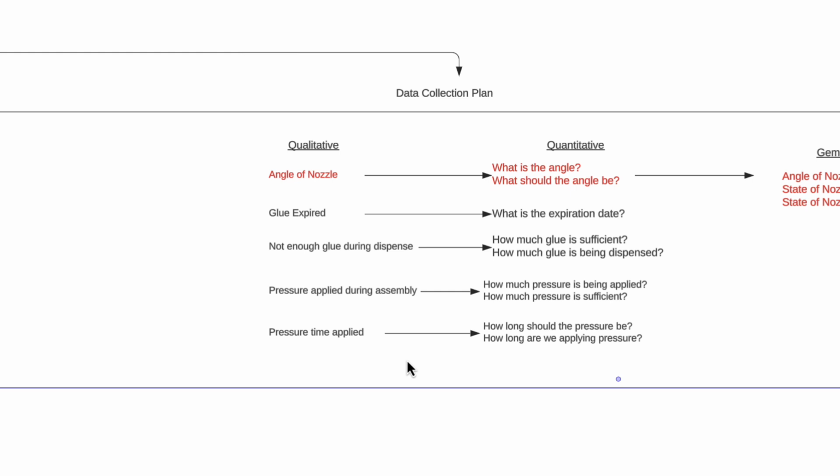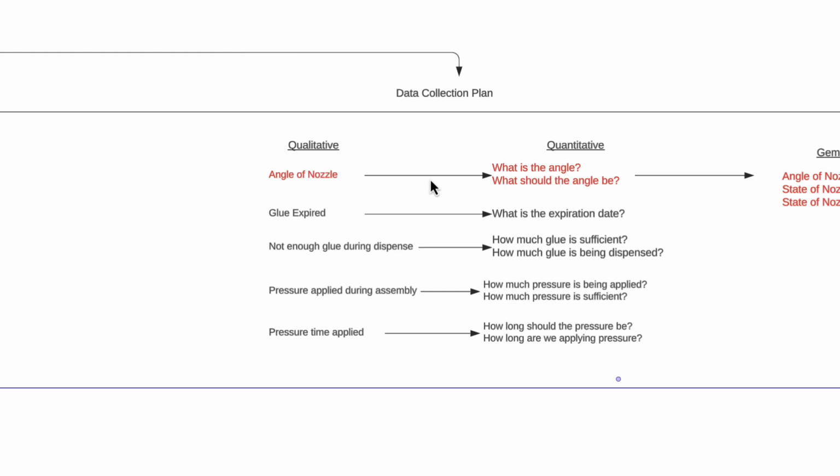Sometimes you have to apply some type of pressure for an extended period of time to make sure the A and B components are stuck together. So again, this is very qualitative in nature, no metrics here, but we're just saying these things could be the problem. Now for simplicity, let's follow the path of the red here. So let's say we identified that the angle of the nozzle is probably the number one thing that could be causing insufficient glue, which is causing the components to come apart.